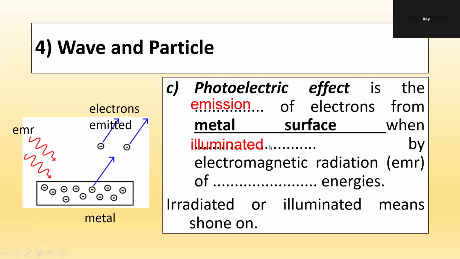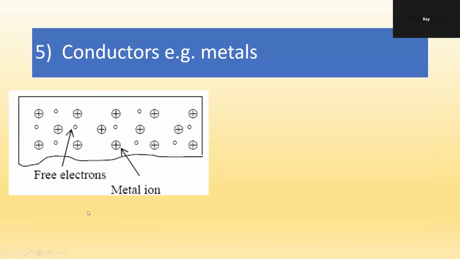You shine the light on the metal surface. This is the illustration, electromagnetic radiation, EMR. Shine on the surface, electrons emitted. Conductors, for example metal, they have free electrons. Conductors have free, or we call it delocalized, electrons. Free in a sense it can move within the metal.